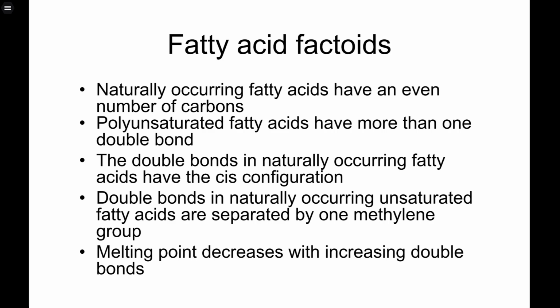We have polyunsaturated fatty acids that have more than one double bond. Now we have monounsaturated and we have saturated. So when we're talking about saturated and unsaturated fats, that's actually where those terms come from. The double bonds all have a cis configuration, and they're all separated by one methylene group. That's an sp3 carbon, and as you increase the number of double bonds, generally speaking, you decrease the melting point.